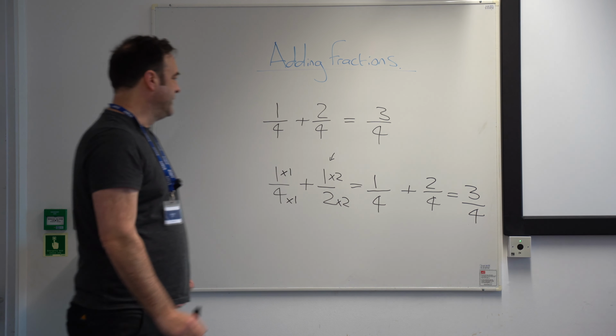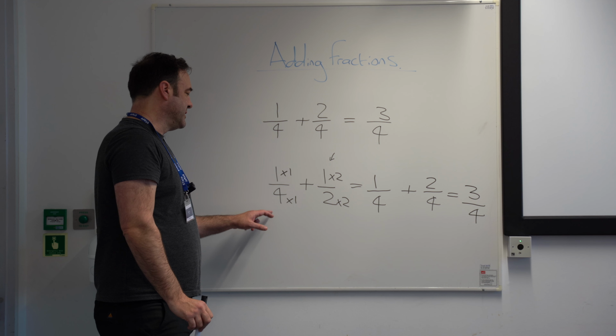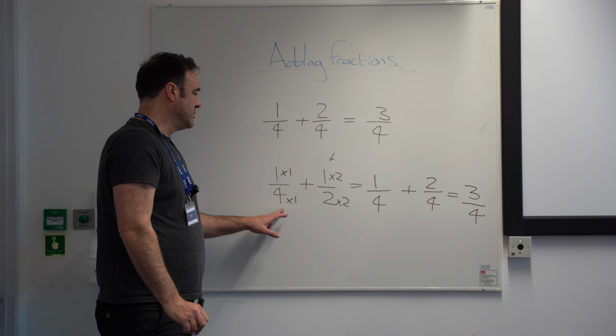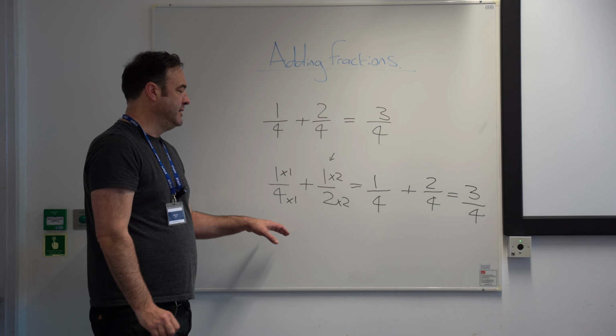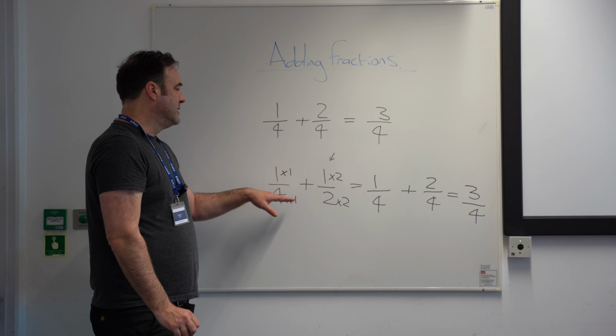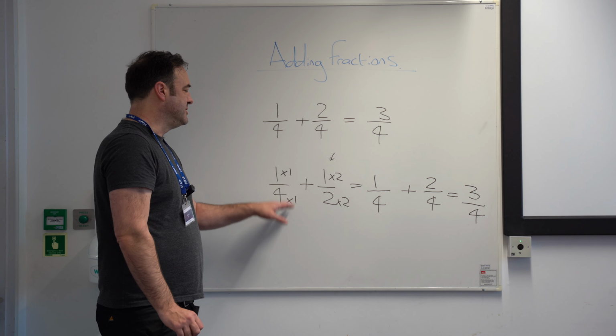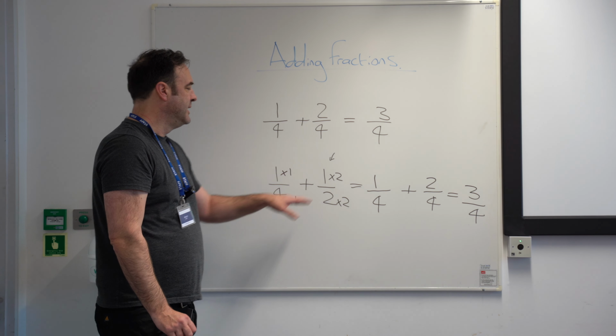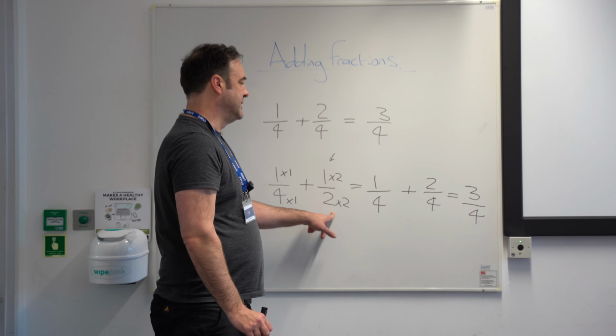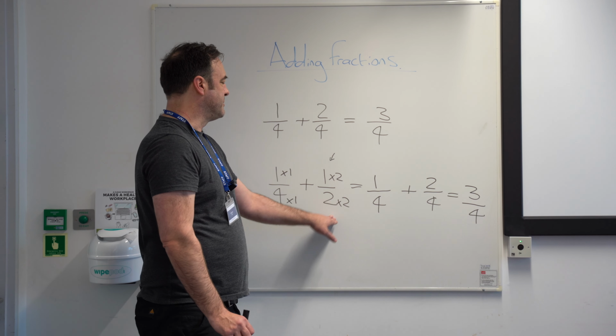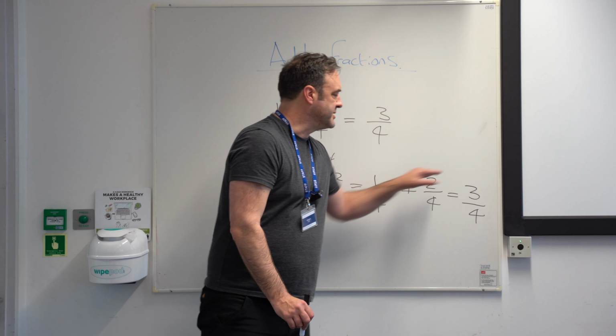So the process is, we find the smallest number that the bottom two numbers would both go into exactly, and then we say, how many times did I need to multiply it to get that? What I do to the bottom, I do to the top. How many times did I need to multiply it to get that? What I do to the bottom, I do to the top. Then we just deal with the tops.